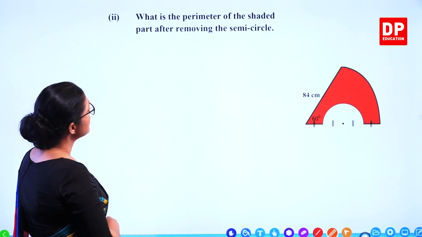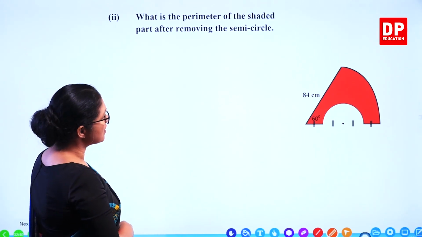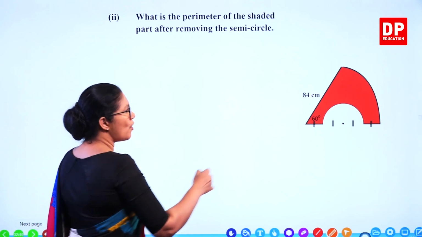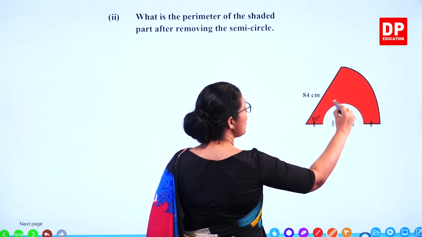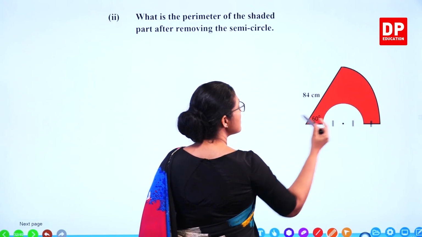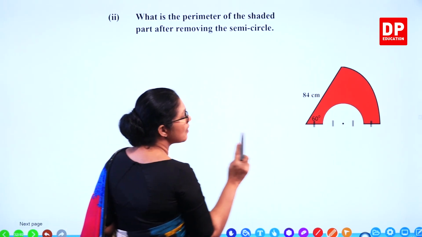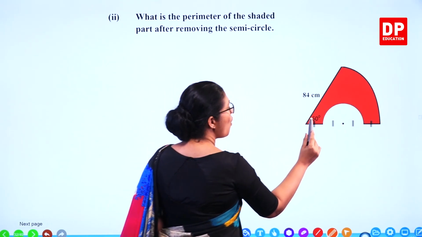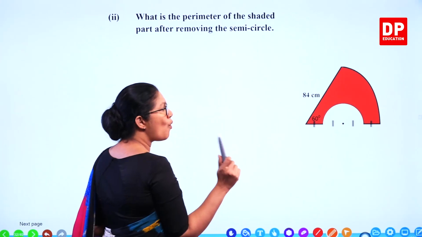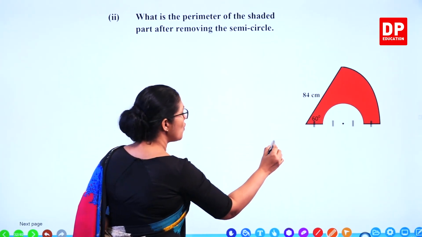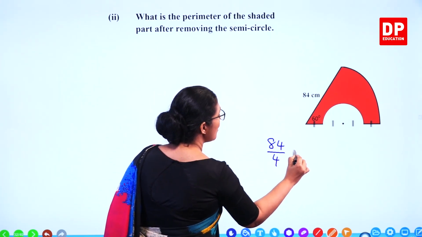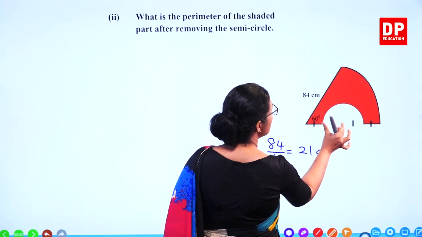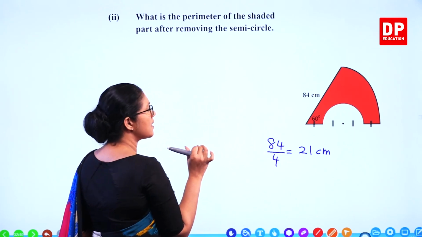Part 2. What is the perimeter of the shaded part after removing the semicircle? So we found out this arc length. We have to find out this arc length. So this is a semicircle with, what's the radius? Now see, this whole thing is 84. 1, 2, 3, 4. 4 equal parts are there. So 84 divided by 4, you get 21 centimeters is 1 part. That's the radius of the semicircle.